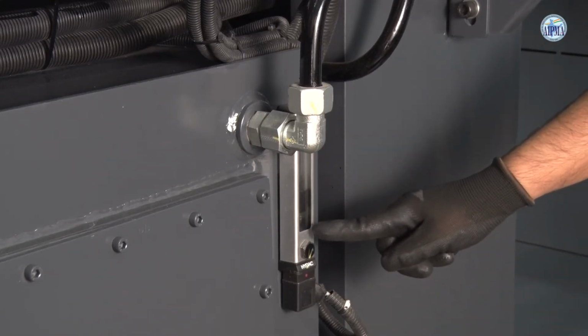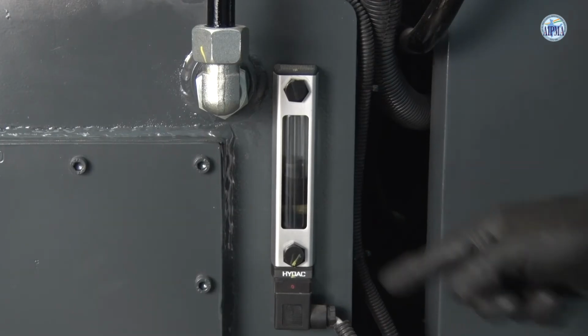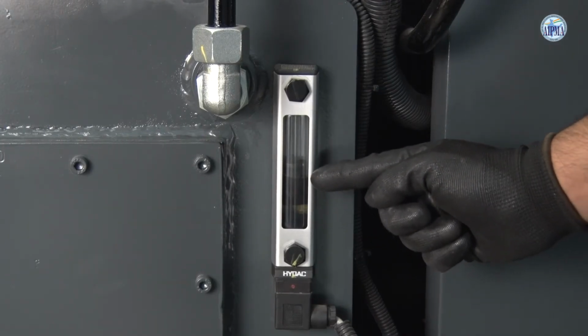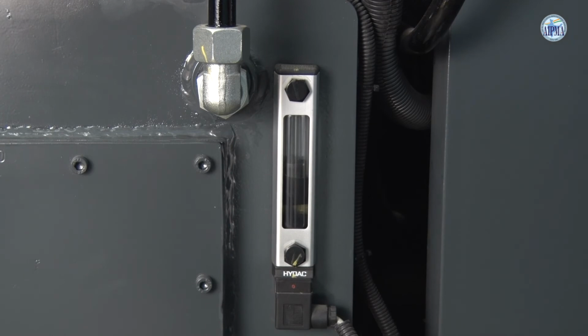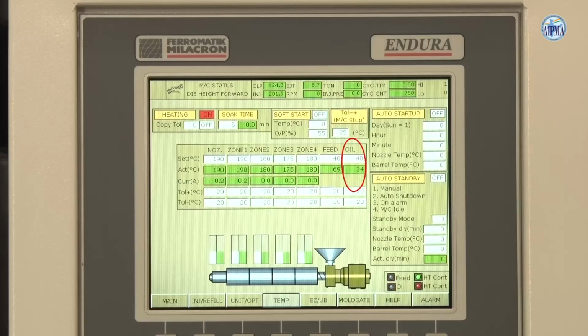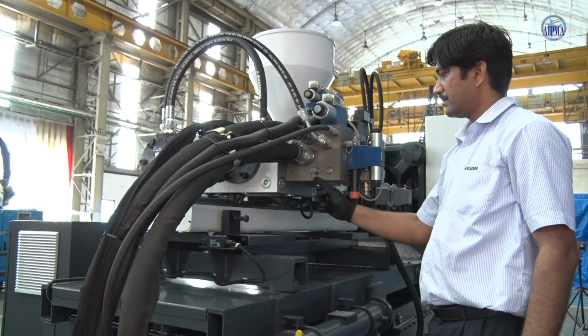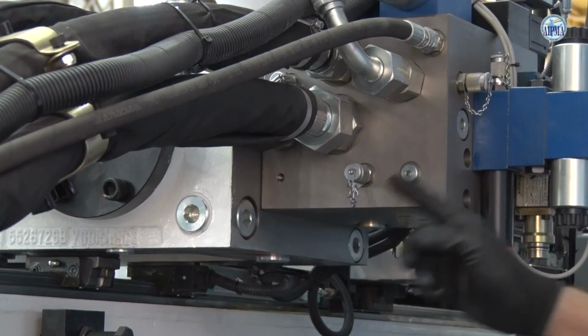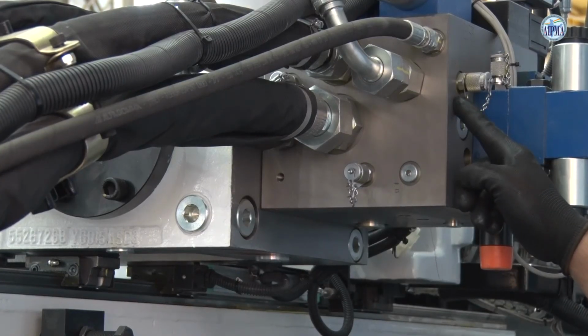Check and ensure the oil level in the hydraulic reservoir is 3/4 way up the side glass or gauge of tank. Check color of oil visually. It should be yellow. Maintain hydraulic oil temperature 40 degrees centigrade. If the temperature rises above 50 degrees centigrade, shut off the machine and investigate the cause. Inspect the machine for any oil leaks. Correct if found.